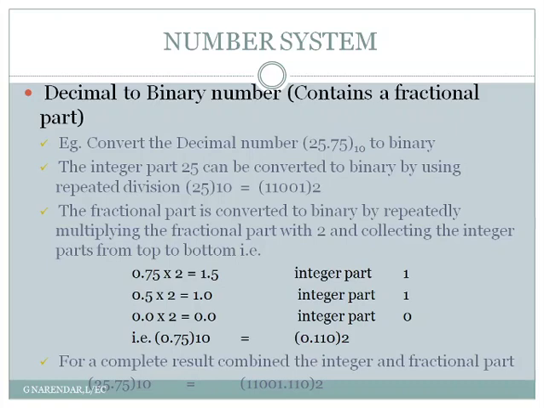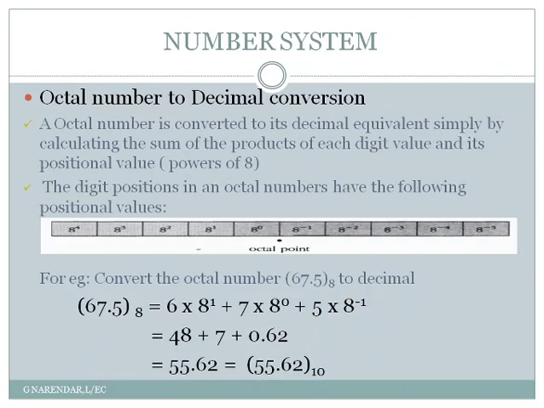So if you go for other systems, you will do the same repeated division or repeated multiplication by its base. Okay, if it's a binary number, you multiply or divide with its base 2, and if it is octal, you multiply or divide with 8, and if it is hexadecimal, you multiply or divide with 16. Right? So we'll see that in the next slide.